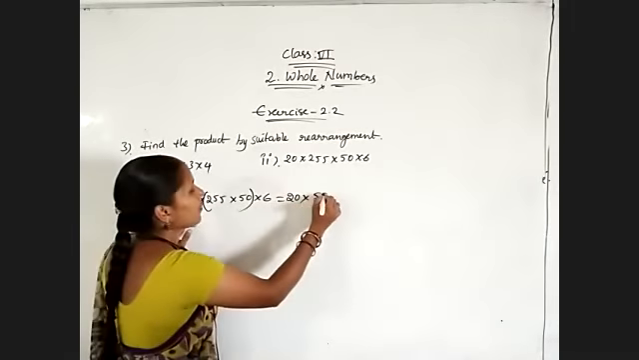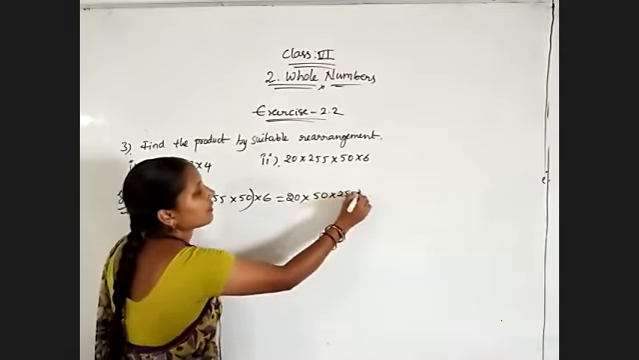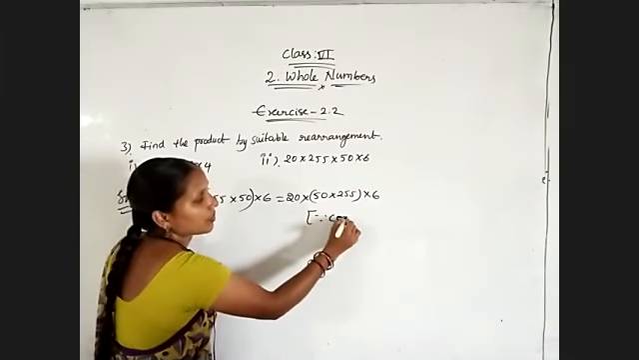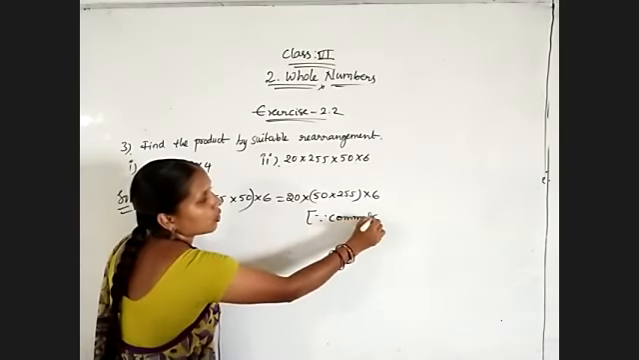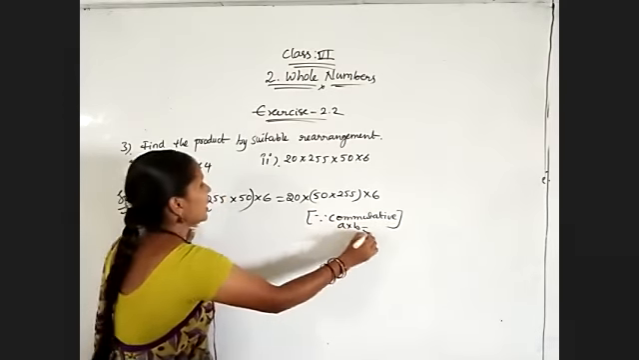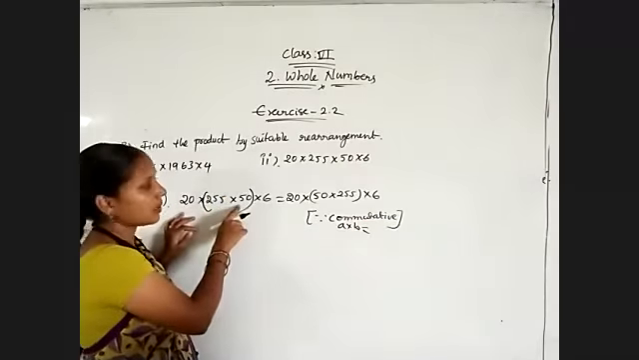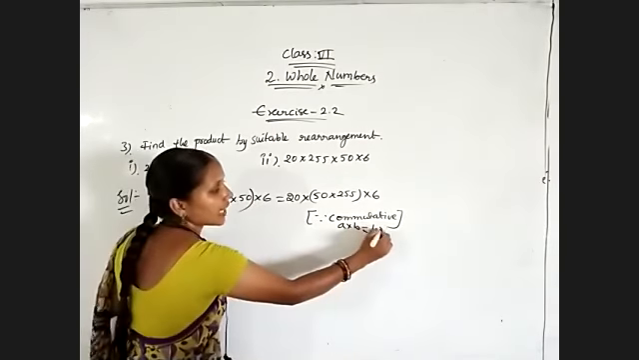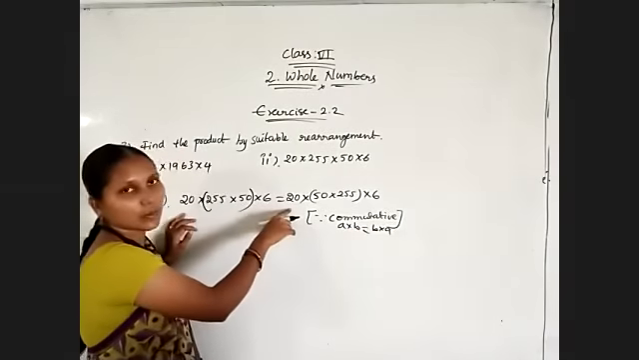So 50 into 255 into 6. It is the commutative property because only two numbers have been changed. Like A into B, actually it is A into B, but this one we wrote first. So B into A we have written. That's why it is the commutative property.